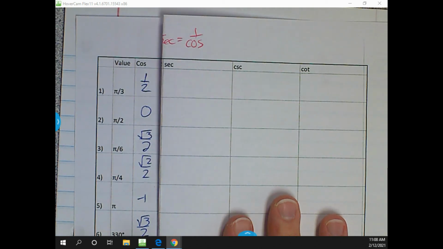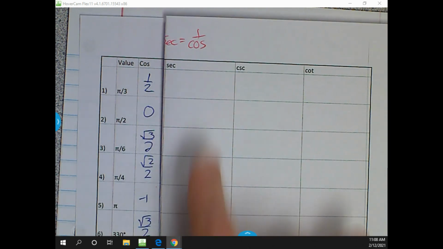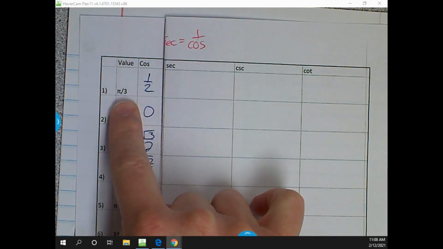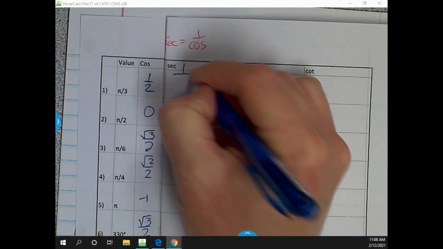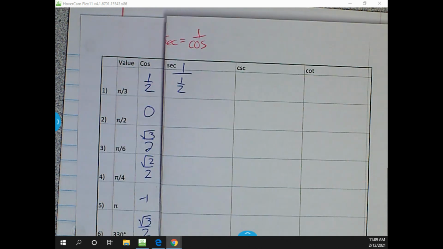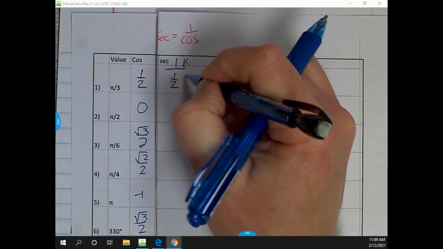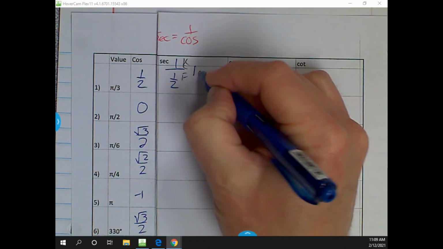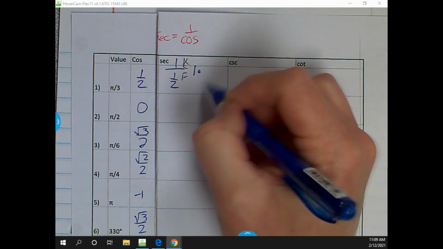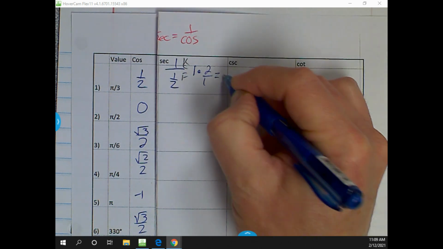Okay, so when we're doing secant, if you could fold this thing back, we just need the cosine value. So if it asks you for the secant of pi over 3, we would go to pi over 3, get the cosine value, and then the answer we're going to put is going to be 1 over 1/2. And again, we're going to keep it, change it, and flip it. So it's going to make it 1 times, well, if we flip a half upside down, that's 2. And 1 times 2 is just 2.